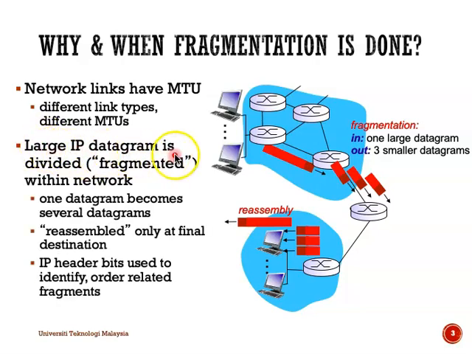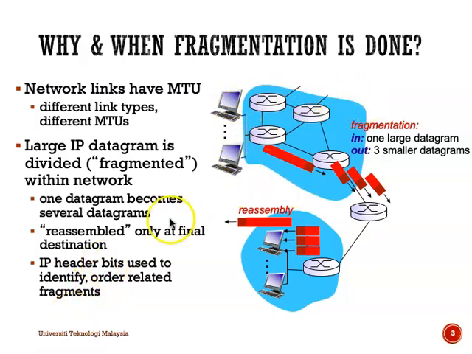So a large IP datagram is divided or fragmented within the network. It means that one large datagram will become several datagrams because it has been split into smaller packets. These datagrams will be reassembled only at the final destination, not at the routers. And IP header bits are used to identify the order related to the fragments.